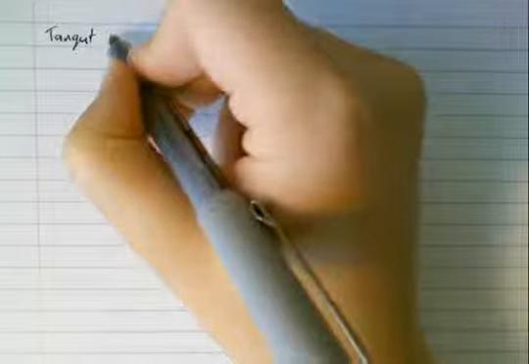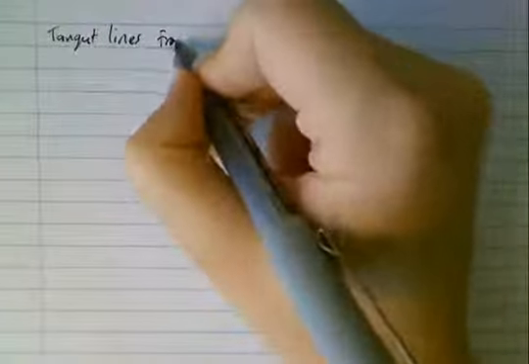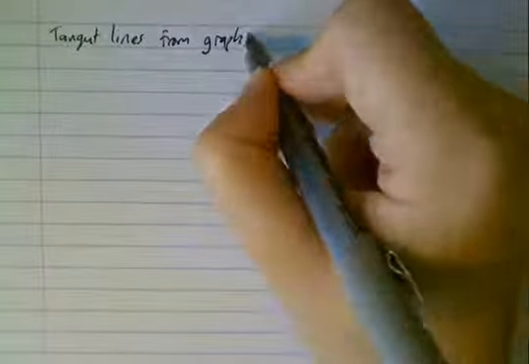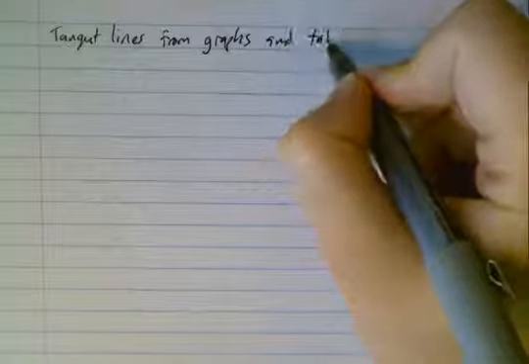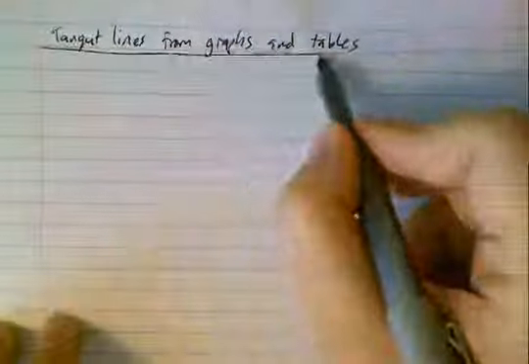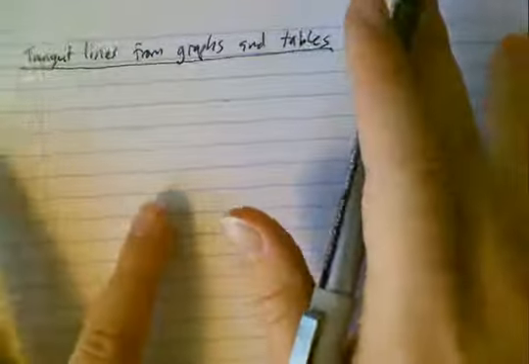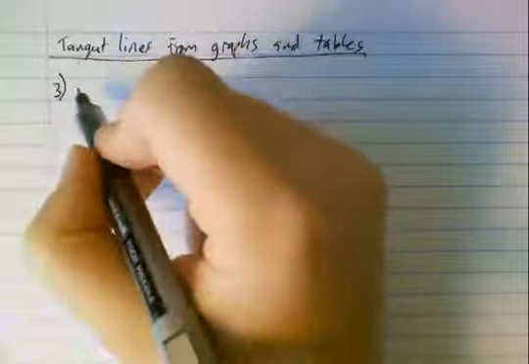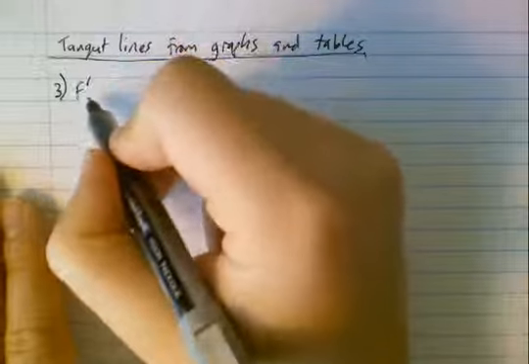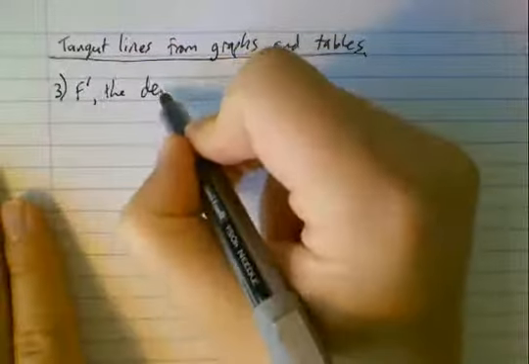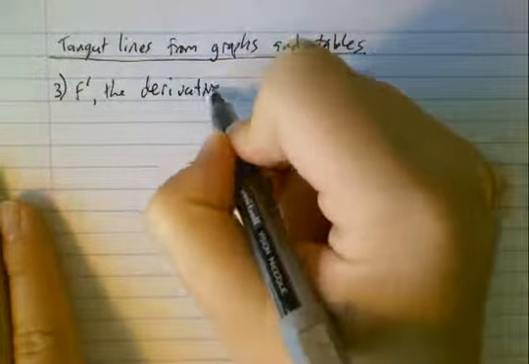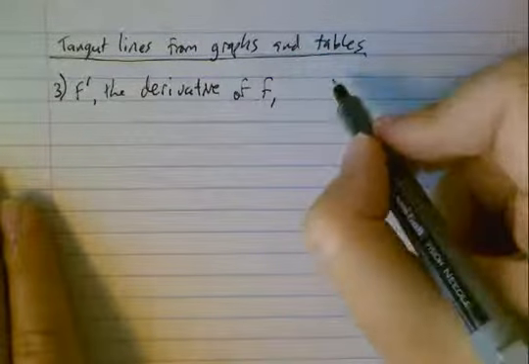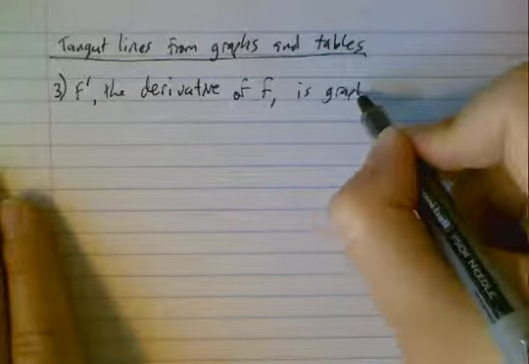You should also be able to find tangent lines when you have to read either from a graph or a table, so that's our next section. F prime, the derivative of the function f, is graphed below.